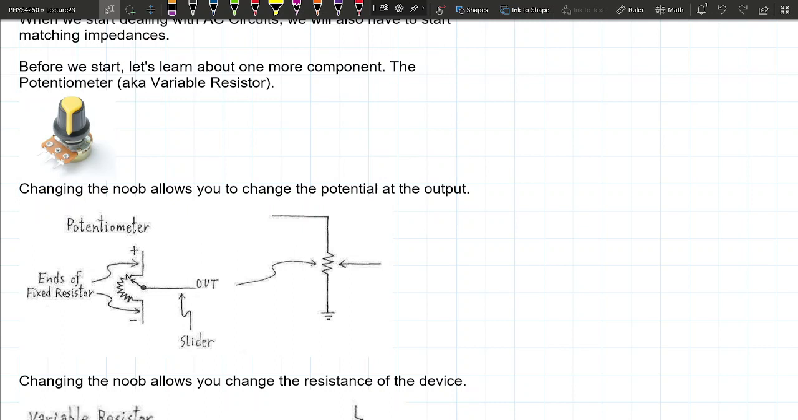And then inside your kit, you should have a red clip and a black clip. Put the black clip on the black wire, red clip on the red wire. Hopefully that makes sense.